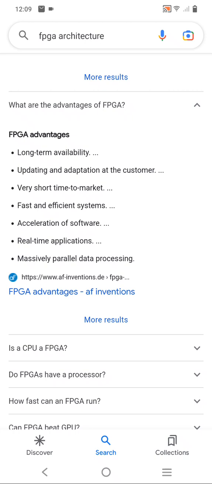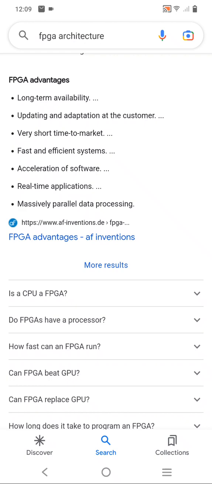Updating and adaptation for the customer: for a specific customer, if you want some signal processed very fast, then they do it on an FPGA for a specific set of inputs and outputs.